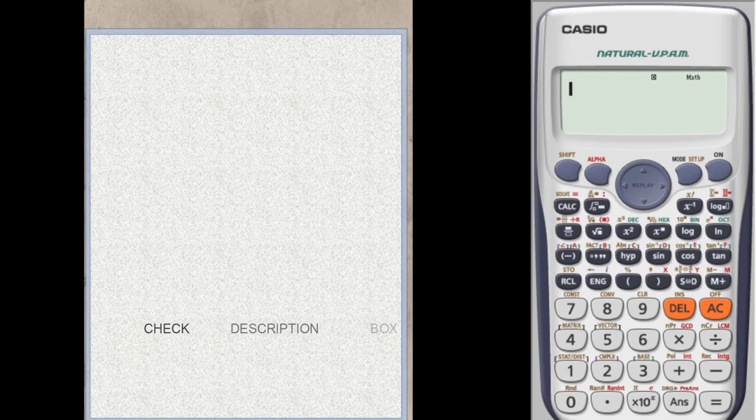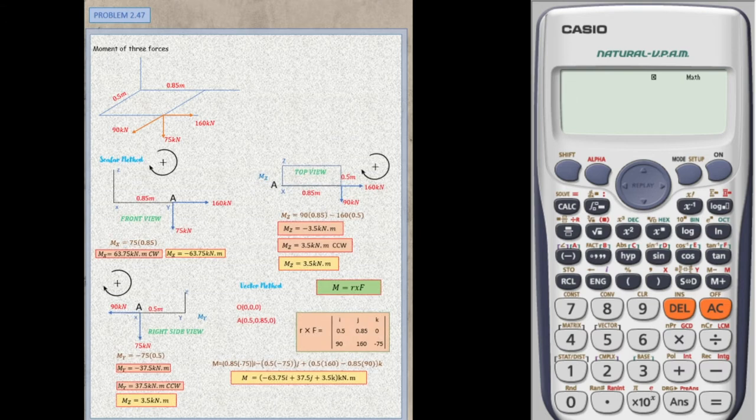Problem 2.47. So we need to find the moment of three forces about the x, y, and z axis. So this is our given figure. Here I will show you the full solution. We will solve it using the scalar method as well as the vector method. So what is the difference between scalar and vector? When we say scalar, it has magnitude only, but a vector has magnitude and direction.